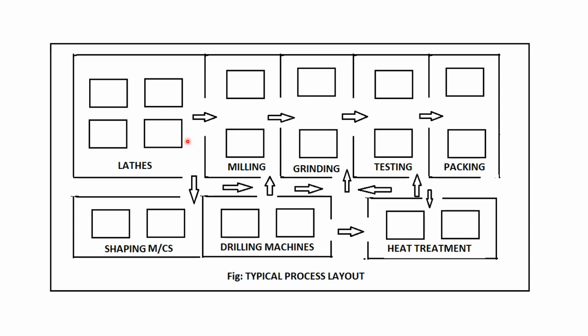So the product, depending on the processes, may follow any pattern like this. It may move from lathe to milling and then grinding, or it may move from lathe to shaping machine and then to drilling machine and then to milling. Here, depending on the product design, because we use this type of layout to produce high variety low volume products, it may follow any path. So as we have arranged similar machines at one place in each department, this is how a typical process layout seems to be.